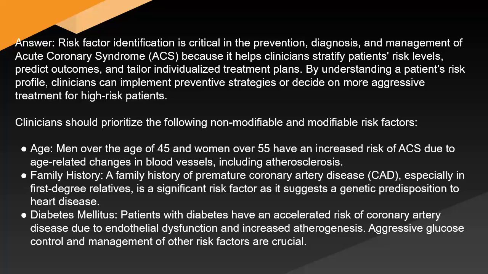Age: men over the age of 45 and women over 55 have an increased risk of ACS due to age-related changes in blood vessels, including atherosclerosis. Family history: a family history of premature coronary artery disease (CAD), especially in first-degree relatives, is a significant risk factor as it suggests a genetic predisposition to heart disease. Diabetes mellitus: patients with diabetes have an accelerated risk of coronary artery disease due to endothelial dysfunction and increased atherogenesis. Aggressive glucose control and management of other risk factors are crucial.